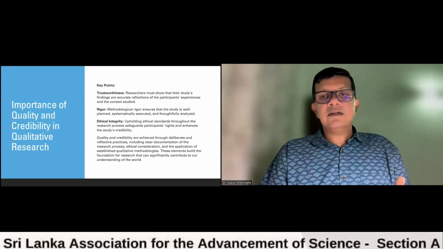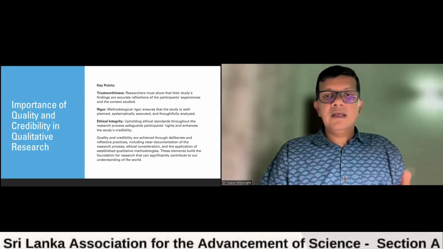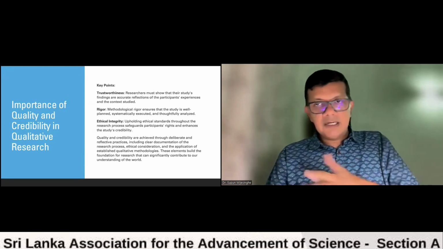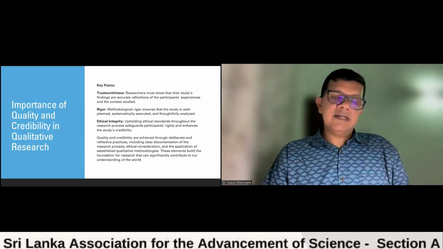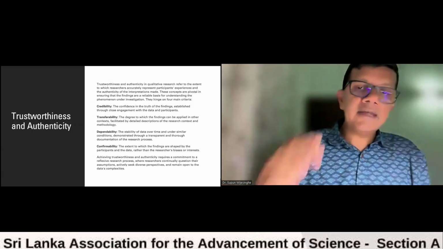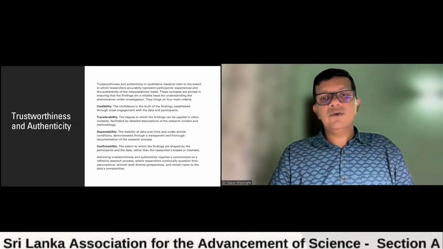Trustworthiness is related to what you are measuring, the intended thing. Rigor is the methodological way that you have measured it. And then ethical integrity also you have to give. So credibility, transferability, dependability, and confirmability are the ones that you look for.